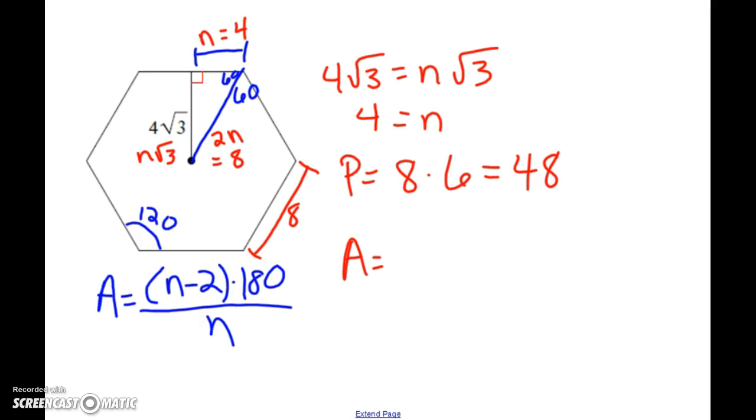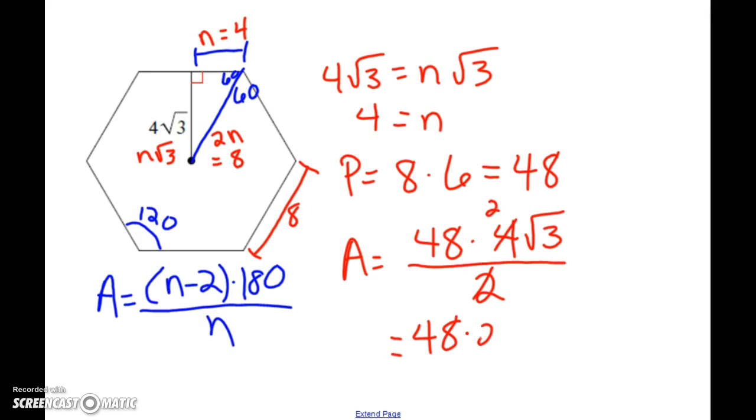So area equals 48 times 4 square root 3 over 2. Lots of things can cancel. I see that the 2 and the 4 are a really easy thing to do. Now I'm left with 48 times 2 square root 3, which is equal to, give me a second, 96 root 3. That's my final answer.